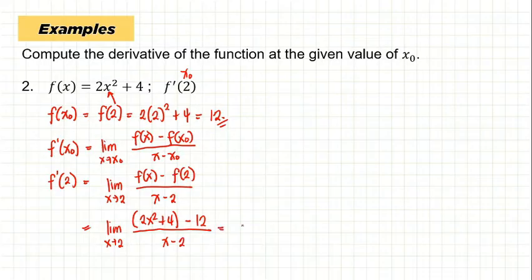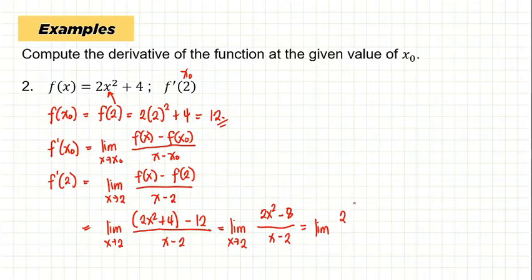Then simplify, we will have the limit of 2x squared plus 4 minus 12, that is minus 8, all over x minus 2 as x approaches 2. Now, if you are going to do direct substitution, the answer will be 0 over 0. So we will factor. The factors of 2x squared minus 8 are 2 times x minus 2 and x plus 2, all over x minus 2 as x approaches 2.